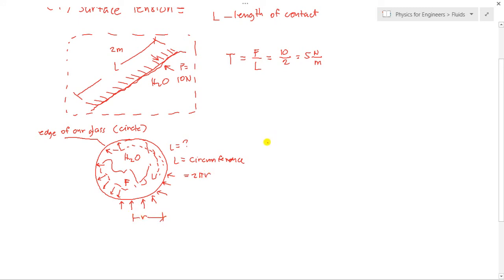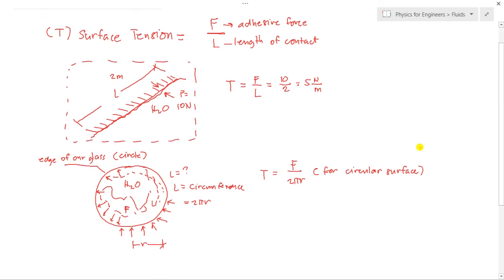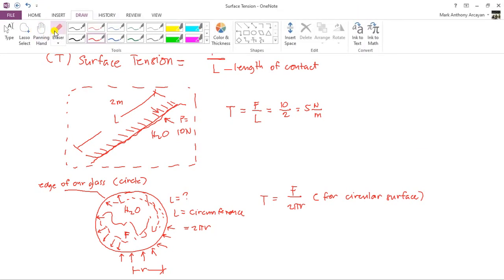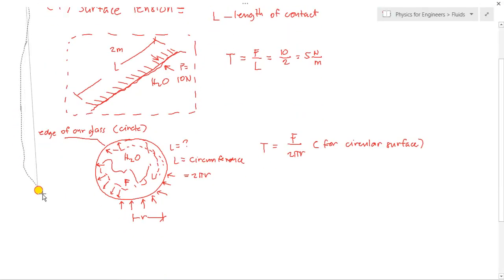Okay, so therefore the value of our surface tension is just equal to F all over 2 pi r. So this is for a circular surface. Okay, so that is surface tension. And then one of the examples of surface tension is the capillary tubes.